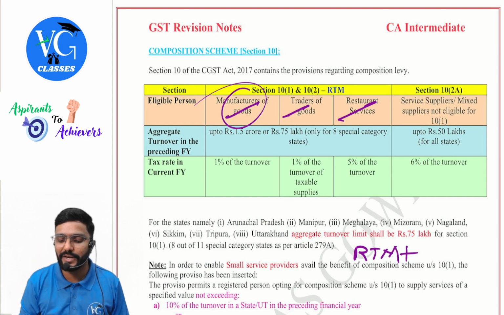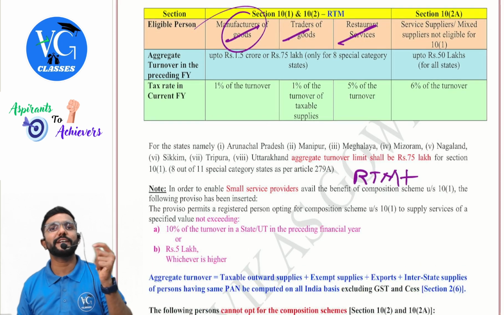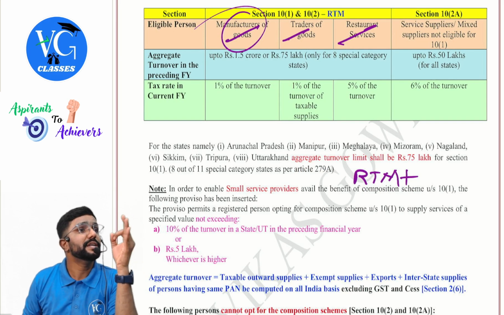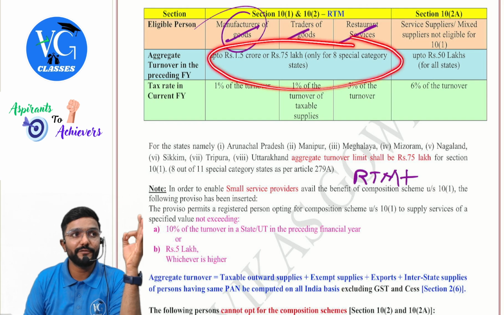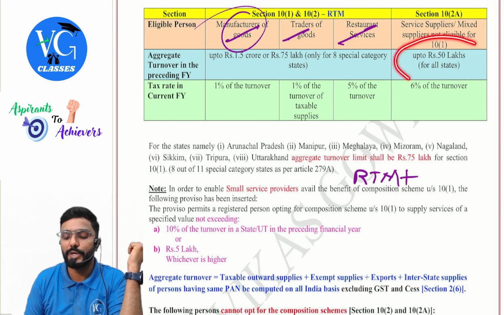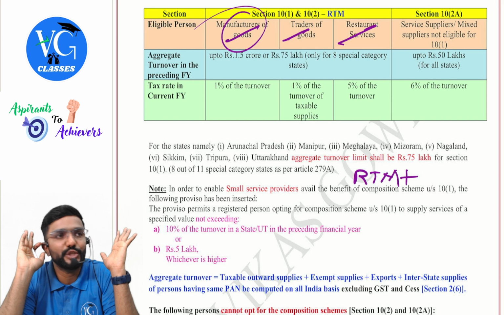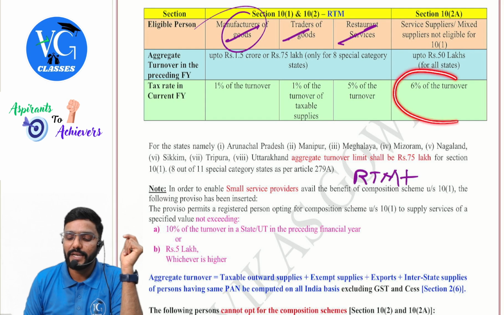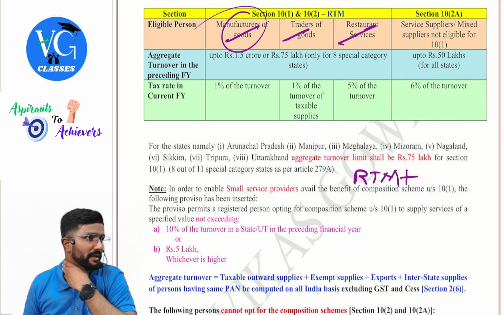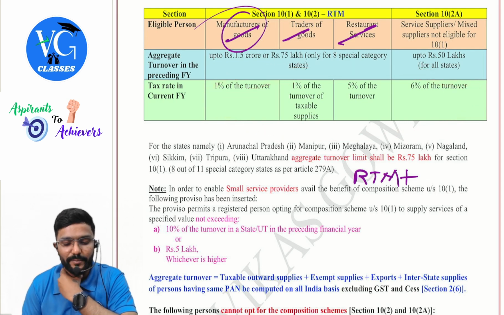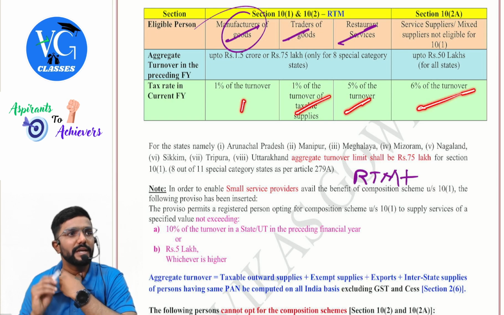Clear? Because what is the aggregate turnover here? To check the eligibility, last year my turnover should be up to 50 lakh for any state. Here it was different, 1.5 crore, and for 8 special states, 75 lakh. Here no distinction, no discrimination. For all states and union territories, 50 lakh. What is the tax rate, sir? 6% of the total turnover. Guys, please be careful. Whatever rates I have given is the total rate. If they ask only CGST, means half of it. For example, here 0.5, 0.5, 2.5 and 3%.